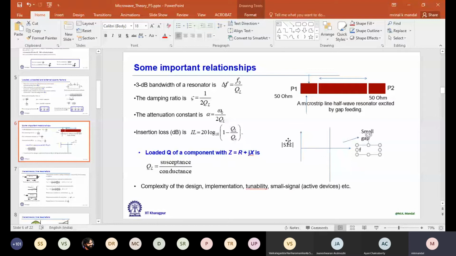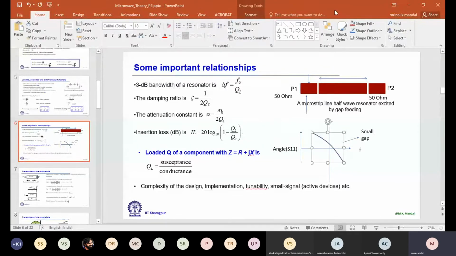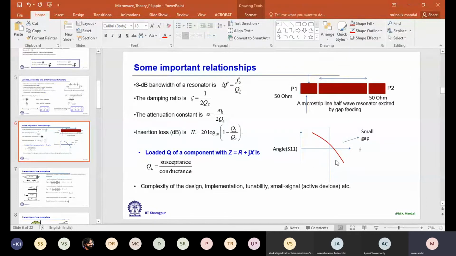This is versus frequency, and now it is not magnitude. This is the angle of S11, since it is related to Z-in. Now let's say we have some variation like this. So what I plotted here is the angle of S11. Intentionally, I did not put it at 0. You see, it is crossing 0 somewhere else. Your resonance frequency is here.